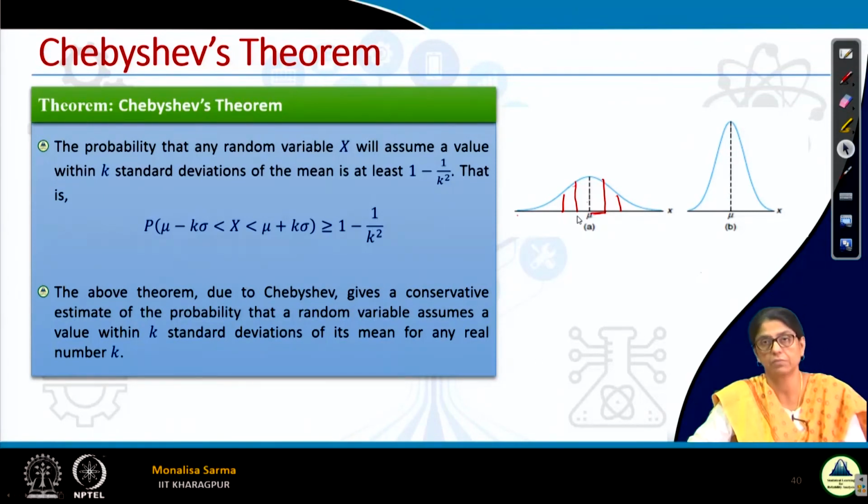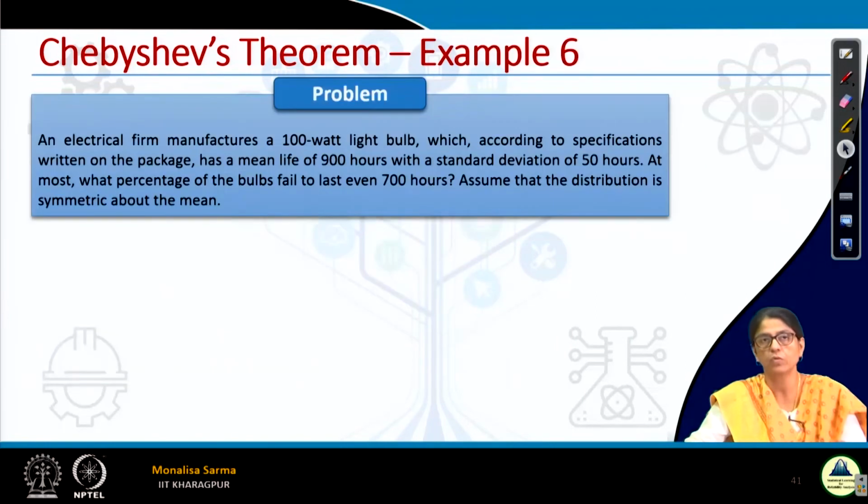This gives a very conservative estimate, of course, but still this gives us an idea. In an experiment, based on the variance, we can find out the probability of getting a particular value within that range. So, one example will make it more clear. You see an example here.